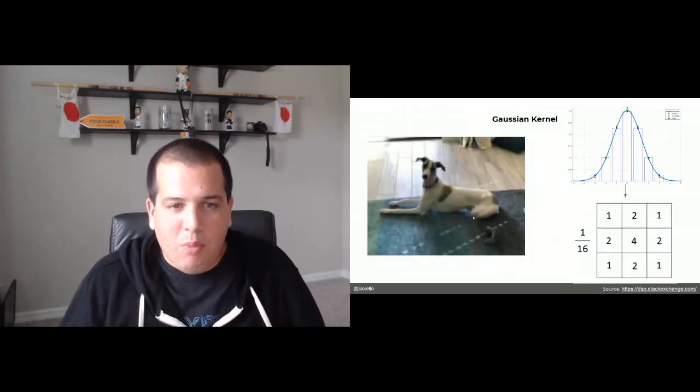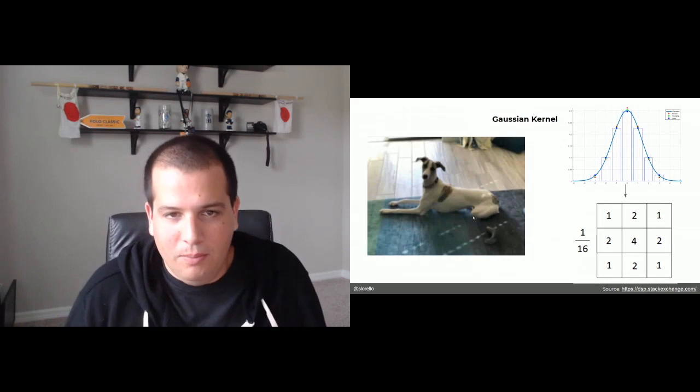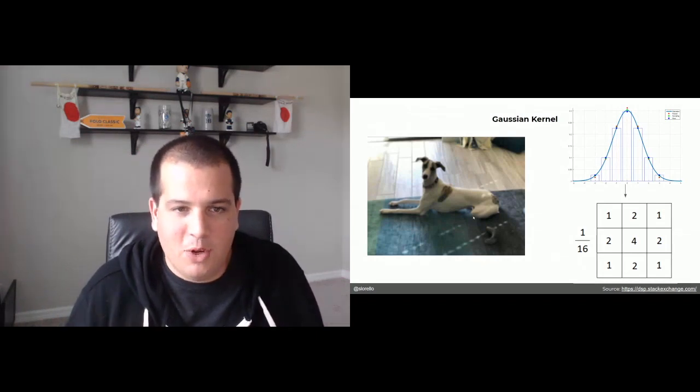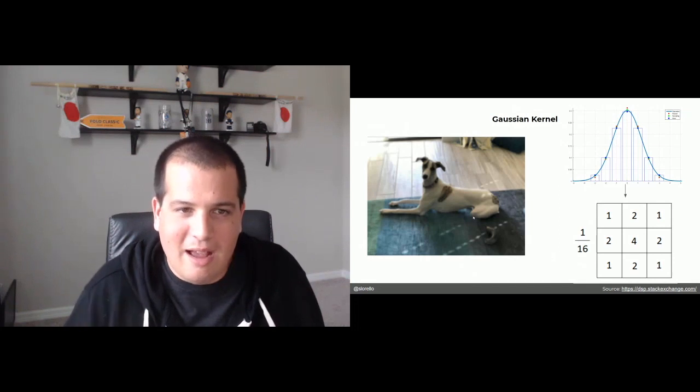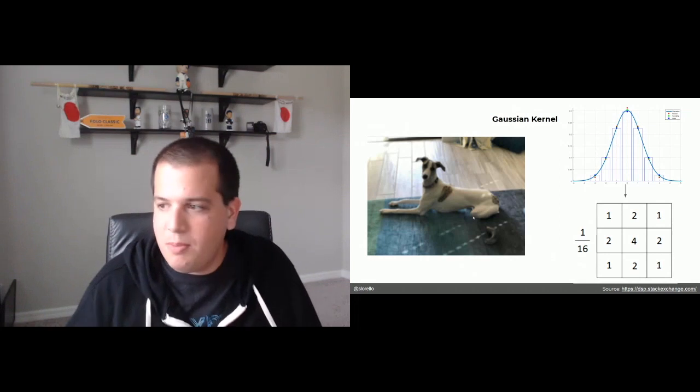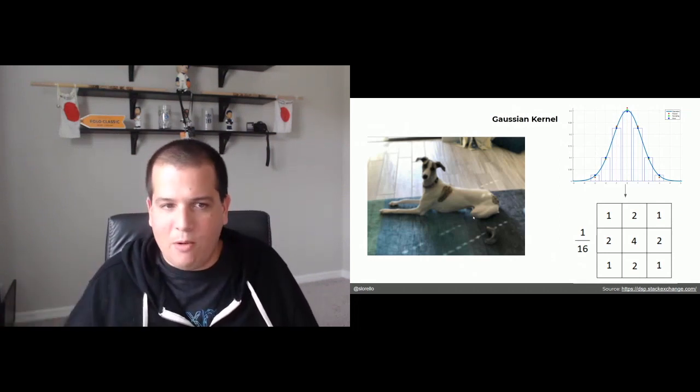So now, probably the most ubiquitously used kernel is the Gaussian kernel. Lots of operations in computer vision will run what's called a Gaussian blur over an image prior to using it in other computer vision functions. So for example, that Sobel operation that we just looked at.